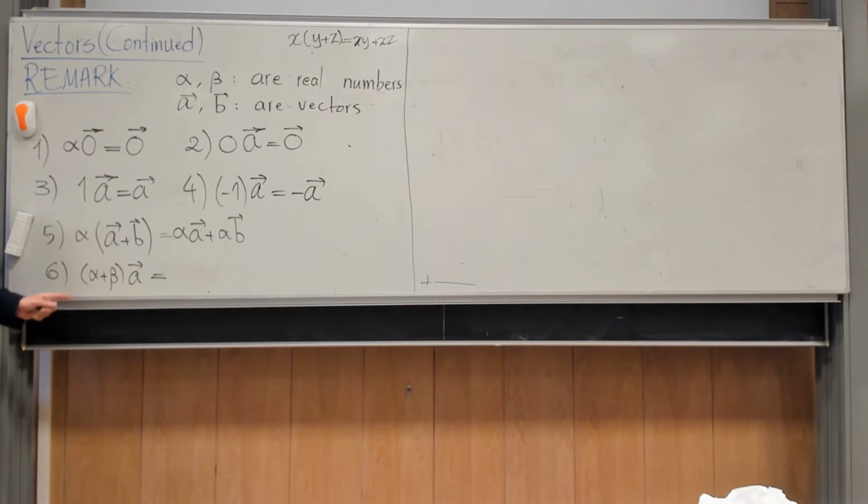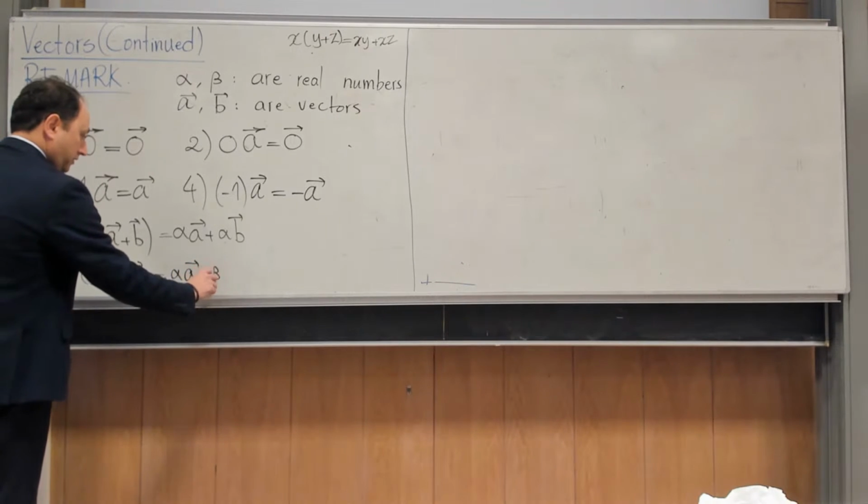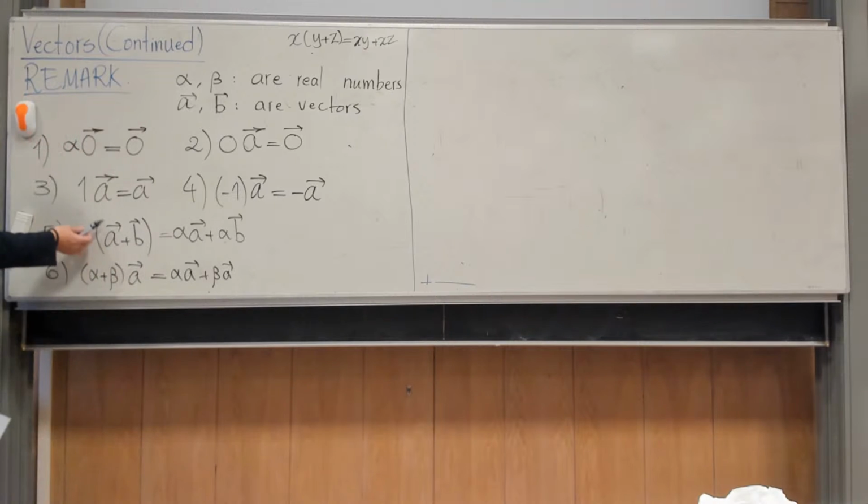What do you think here? This tells you that if I have two numbers, there is no difference if I add the numbers first to get a new number and then multiply it by A vector, or, can you tell me? What do you think intuitively? Or what can I write? Yes? Alpha A vector plus beta A vector, exactly. So even though they are not trivial at all, I want you to know about these things, that they are correct.